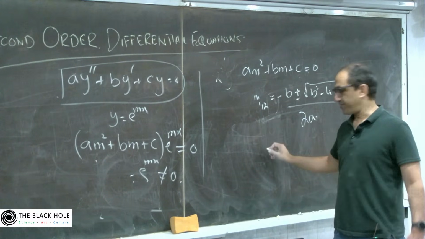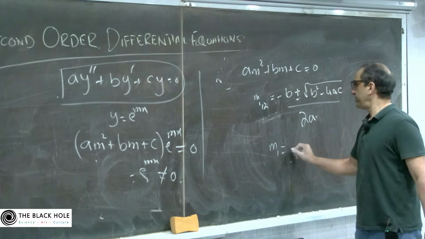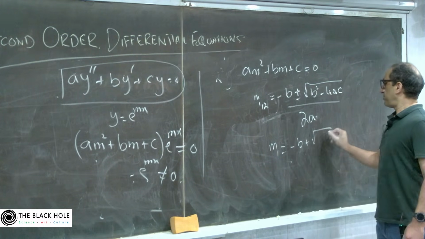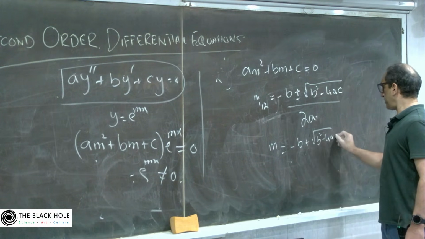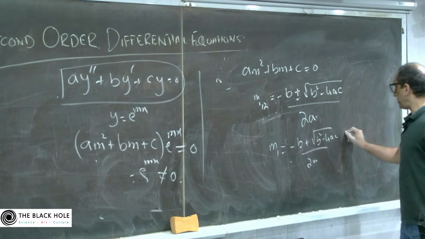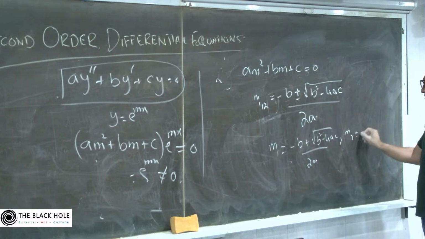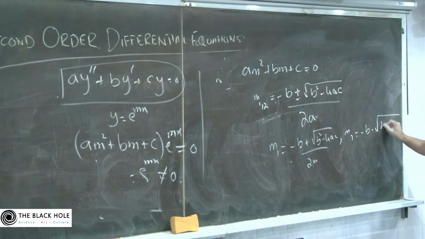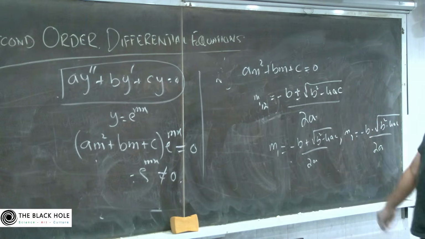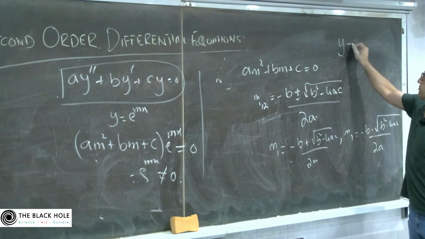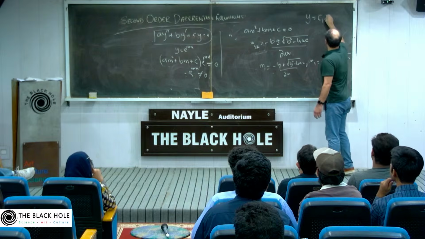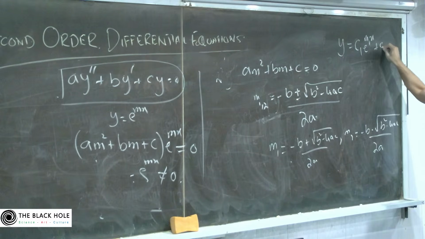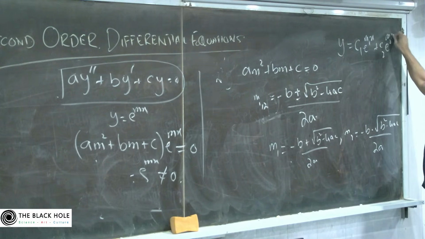When you ask such questions, I'm so happy in the questions that I can answer. So M1 is minus B plus square root of B square minus 4AC over 2A, and M2 is equal to minus B minus square root of B square minus 4AC over 2A. And what will be the general solution?